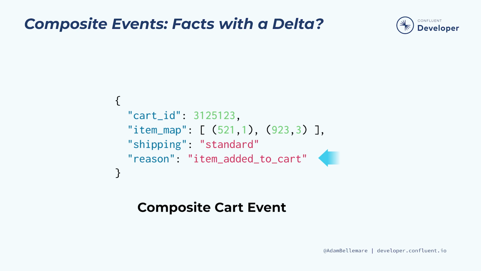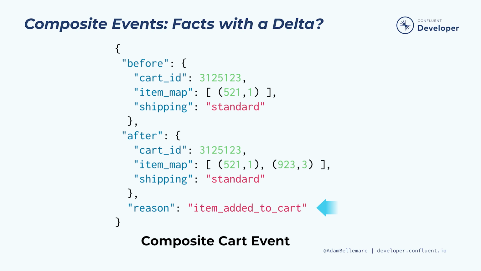One other question that we commonly get is: is it possible to build a fact event with some sort of reason as to why it was created? The answer to this is yes, and the event type is known as a composite event. It's helpful to think of these as both a combination of fact and delta. In this example, our cart fact includes an item added to cart reason. You can also create composites that have before and after fields. This composite is the same before and after event we saw earlier in this module, but now it contains a reason field as well. Your consumers can choose to react in different ways depending on the reason for the change.